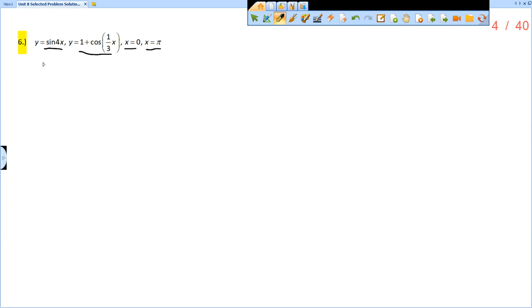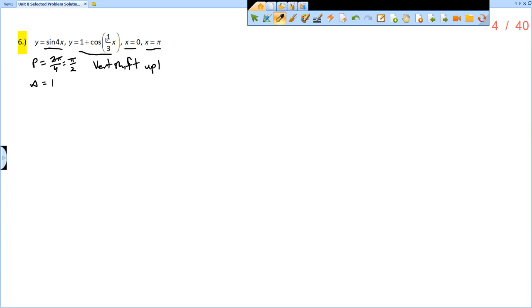Sine of 4x has a period of 2 pi divided by 4, or pi over 2, and an amplitude of 1. So it's going to go up to +1 and down to -1. What about 1 plus cosine of 1/3 x? We've got the +1, so that's a vertical shift, and it's going to move up 1.